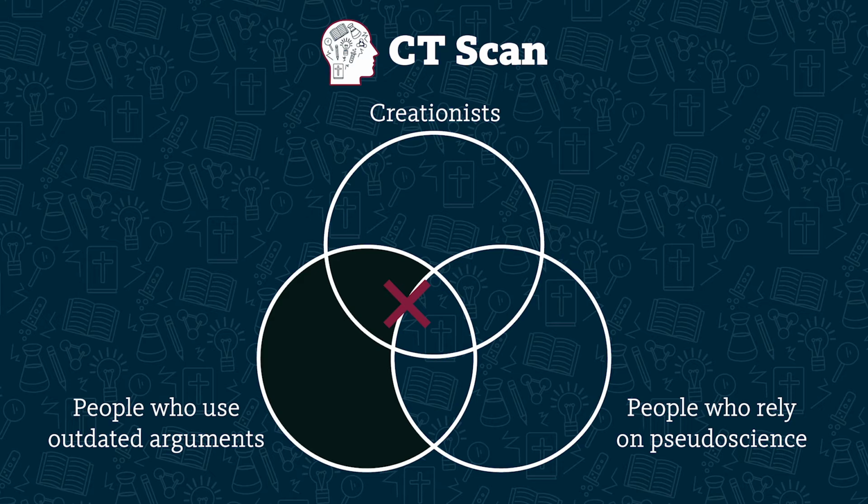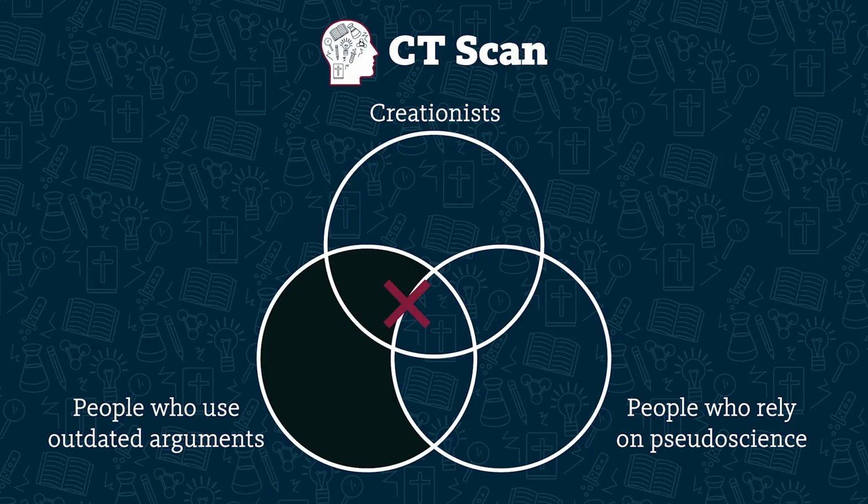Now, we look at the diagram. In a valid argument, we'll be able to see the argument's conclusion on the diagram after drawing the premises. So, does the diagram show that all creationists rely on pseudoscience? No. The creationist bubble would have to be all shaded except for its overlap with the pseudoscience bubble to show that. Therefore, this is an invalid argument.